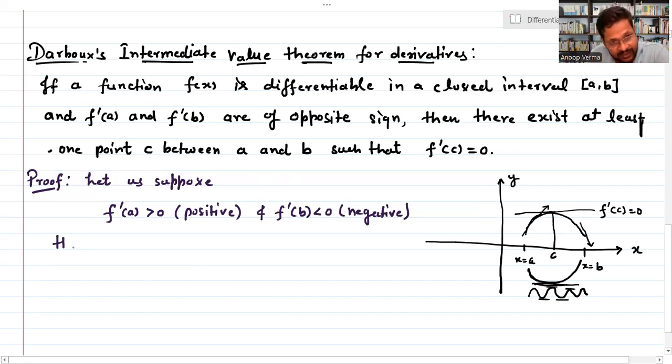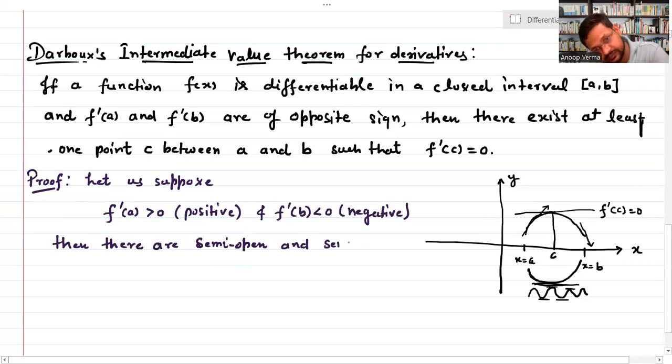Then what we have to show is that there exists a point C such that the derivative at that point is equal to 0. Then we have some open intervals, then there are semi-open and semi-closed intervals we have.